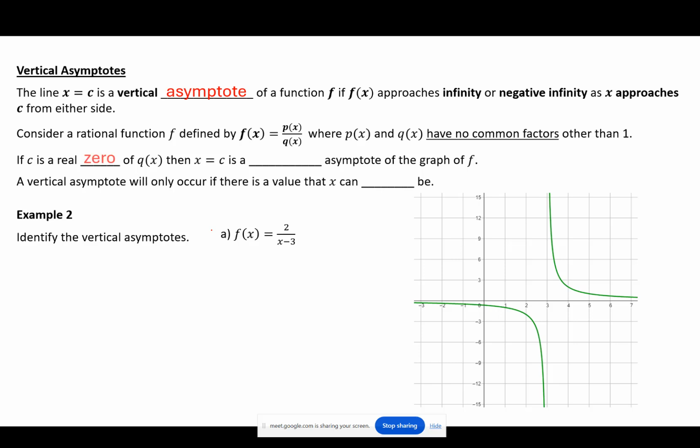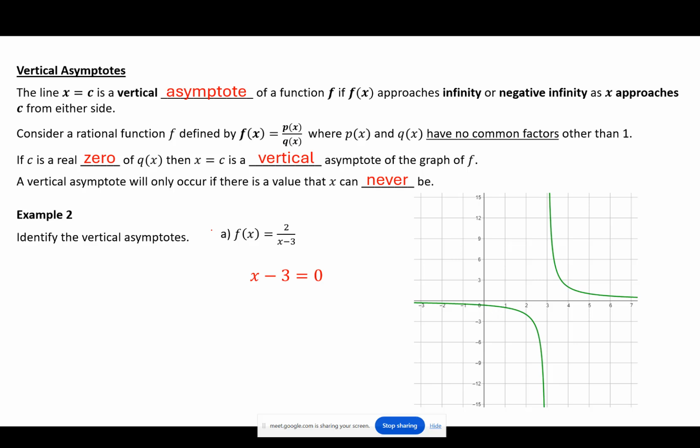If c is a real zero of q of x, then x equals c is a vertical asymptote of the graph of f. So a vertical asymptote will only occur if there's a value that x can never be. If you look at this function right here, 2 over x minus 3, it's in lowest terms. There's no common factors on the top and bottom. The zero of the denominator is 3, because 3 minus 3 is going to give you 0. So that means that x equals 3 is the vertical asymptote.